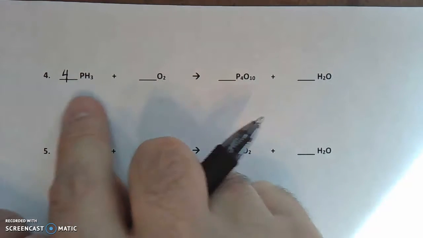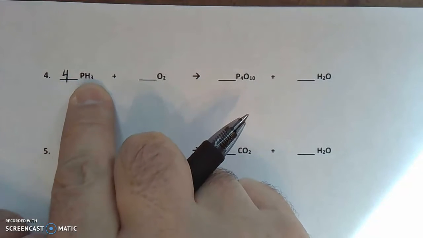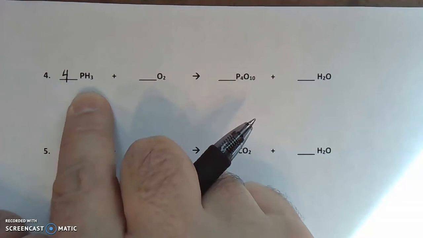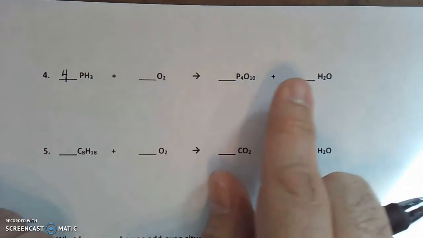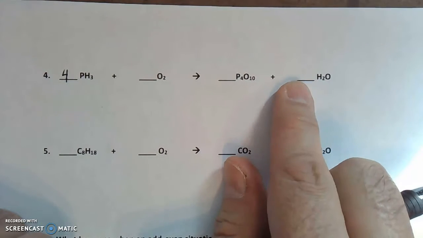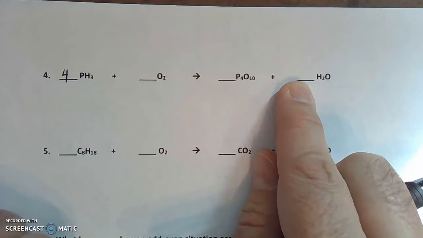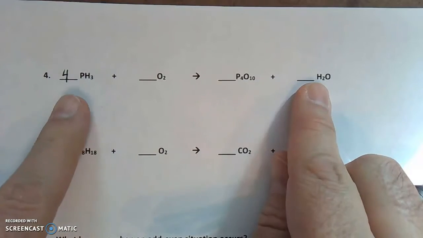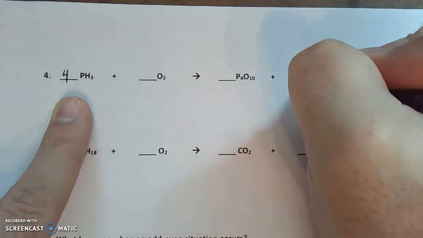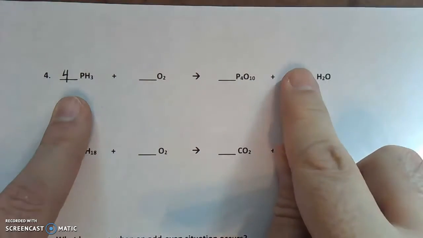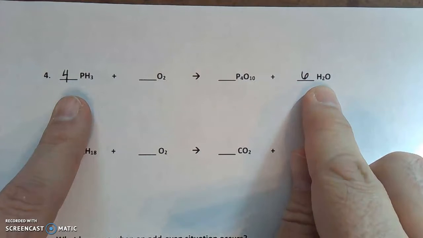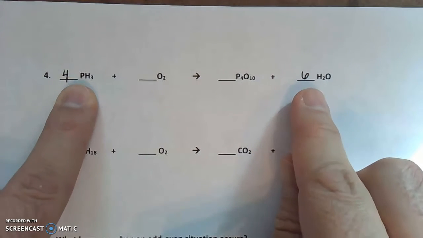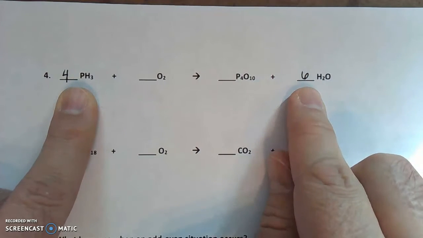Now I move on to the H's. 4 times 3 gives me 12 H's on this side. I have 2 on this side, but I can put a number in front of here. So what times 2 is equal to our 12 that we need? 6. 6 times 2 is 12. So my P's and my H's are balanced.